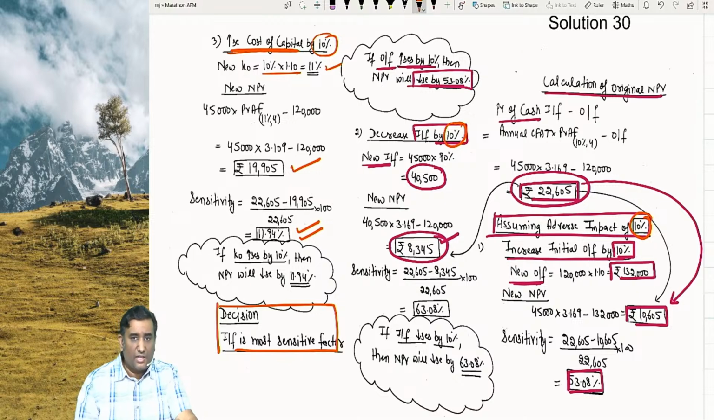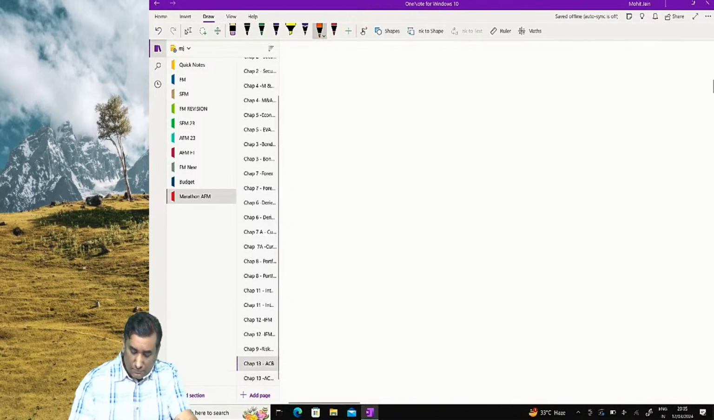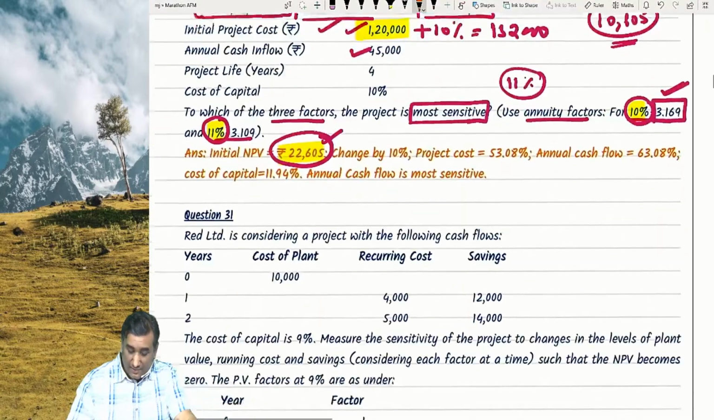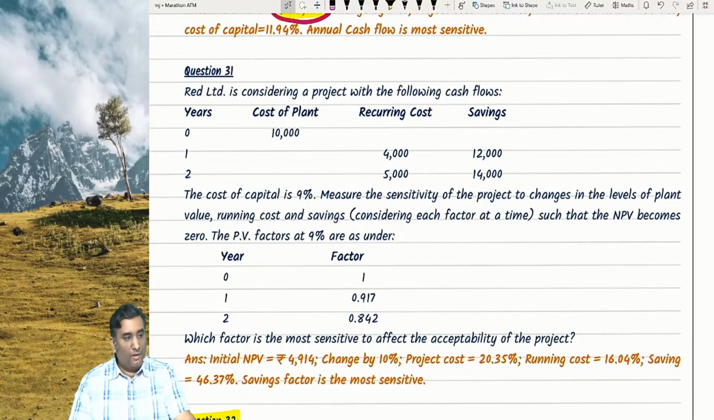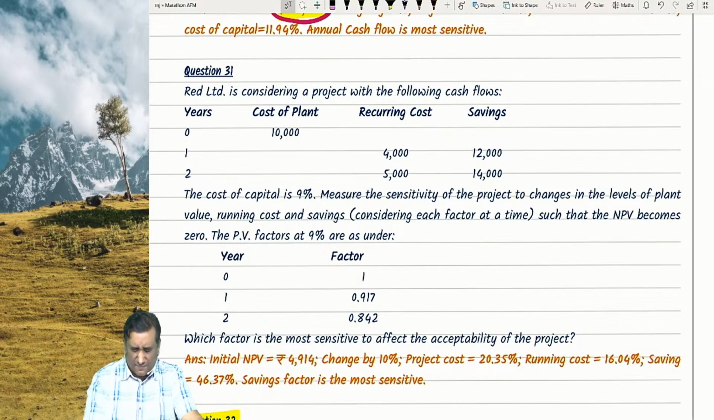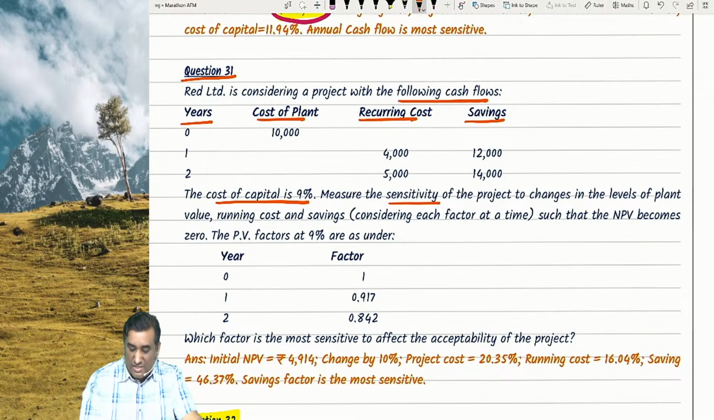Fine. Let's try 31 now. Let's try 31. Red Limited is considering a project with the following cash flows: year, cost of plant, recurring cost, saving. The cost of capital is 9%. Measure the sensitivity of the project to changes in the level of plant value, running cost, and saving.